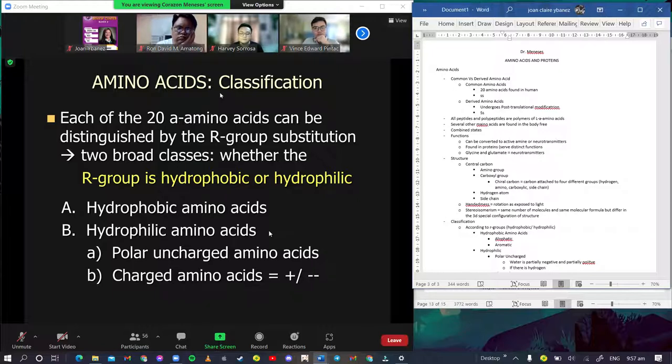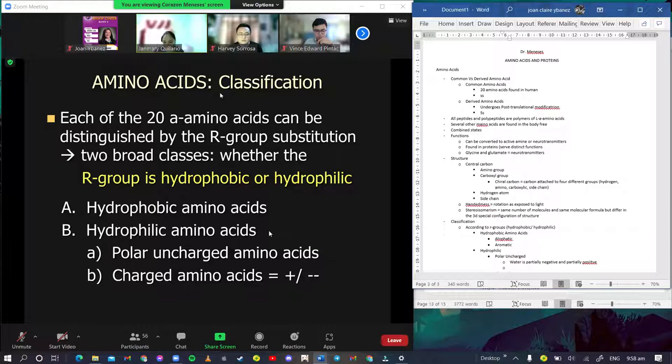And can anyone give me an example? I said hydrogen bonds should appear here, whether it is a hydrogen donor or a hydrogen acceptor. Maybe the charge positive and the charge negative. Anyone who can give me the charge positive and negative? There are how many positive and how many negative amino acids?